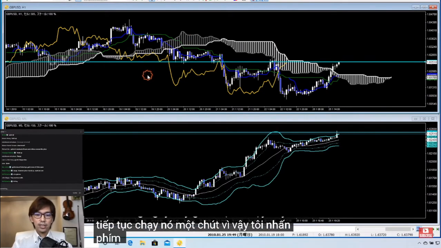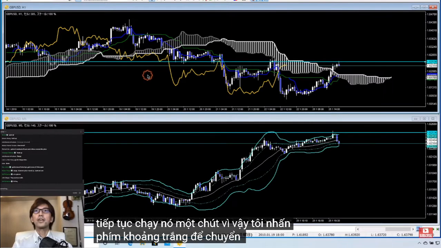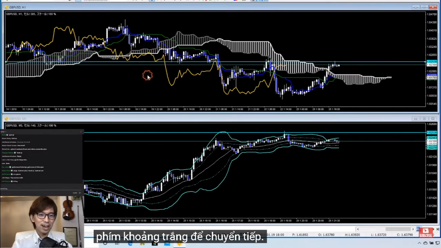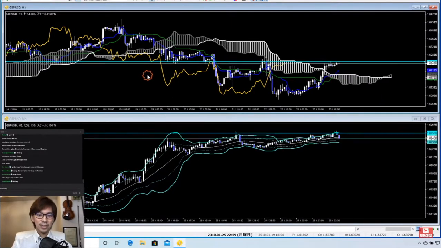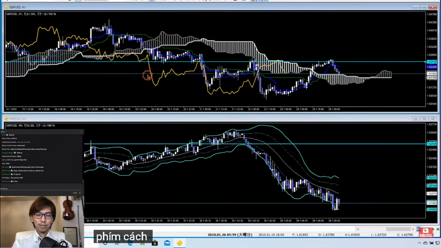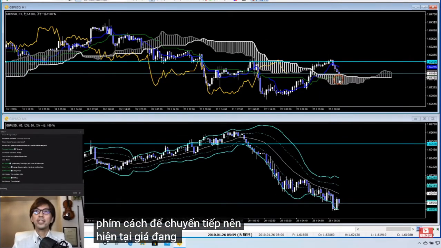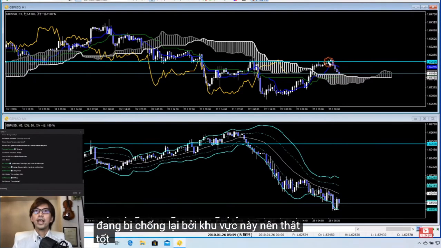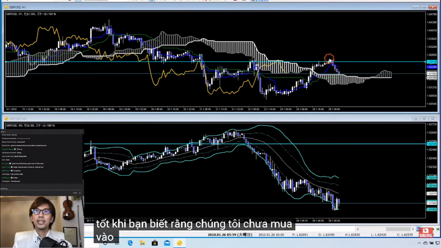I press the space key to forward. Okay, there we go. This is something that I learned from my past life because somebody taught me how to do it. So now, right now, the price is going down. It's being resisted by this area. So it was good that we didn't take a buy yet at that time.